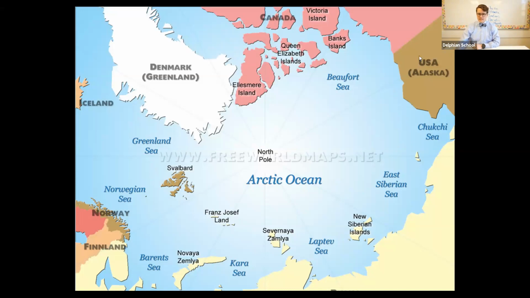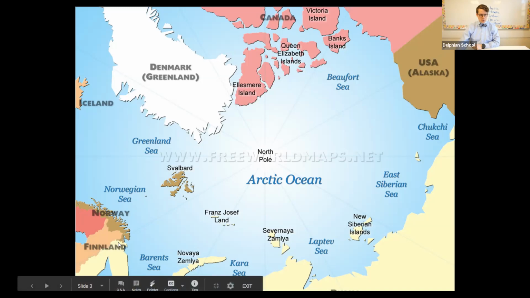And you can see there's Alaska up here and bits of Canada up there. And there's Greenland. And then over here is Norway and Finland. And over here is Russia.